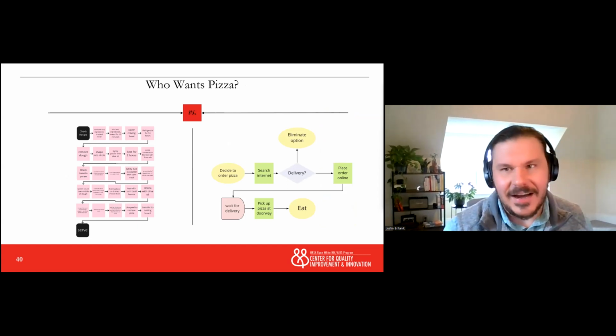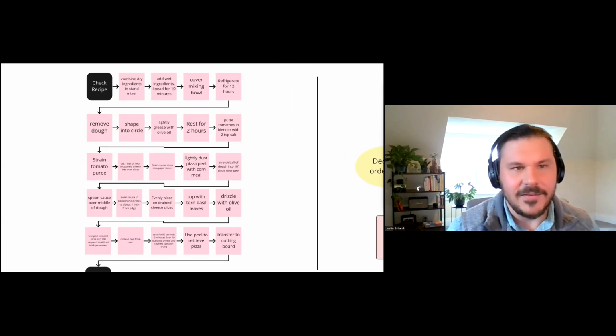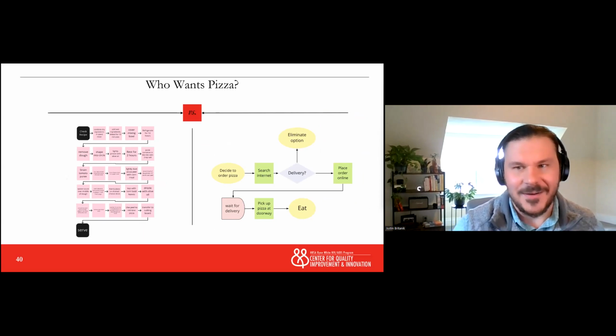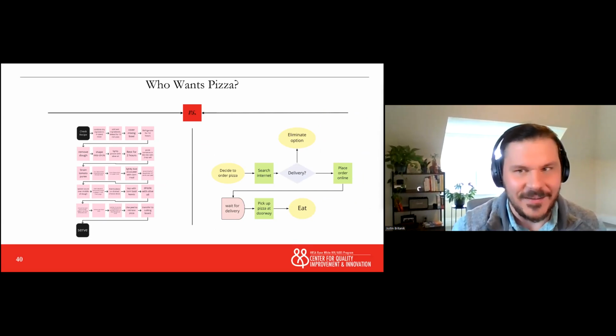I'm getting hungry. Who wants to make a pizza? So here we see two examples of flowcharts of making pizza, and they're extremely different. So this one right here, it's like a pizza protocol, right? There's no decisions, there's no complexities. It's very much, this is the way we make pizza. Follow these steps, follow this recipe.